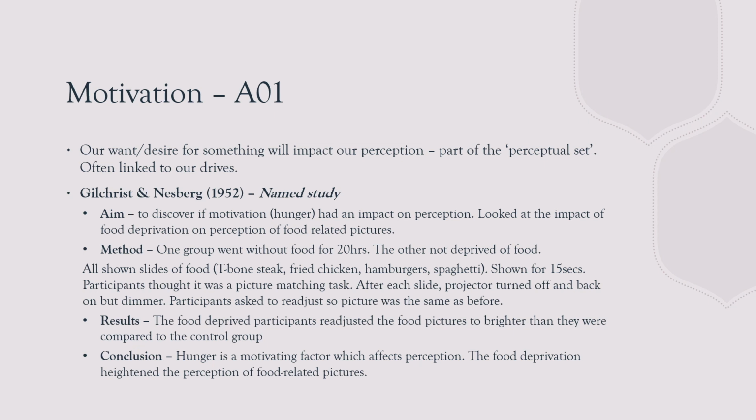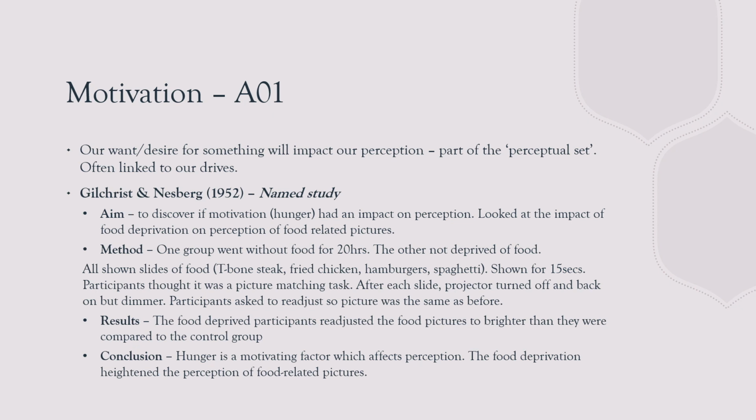So what did Gilchrist and Nesberg conclude from this? They suggested that hunger had an impact here on the perception. Hunger was a motivating factor, and it affected how they were perceiving the food. And what Gilchrist and Nesberg were saying is that the participants that were deprived of food actually thought that the food was brighter than it was. They had the motivation to look for food because they were so hungry. They were seeing the food as brighter than it really was. So this food deprivation actually heightened their perception of food-related pictures.